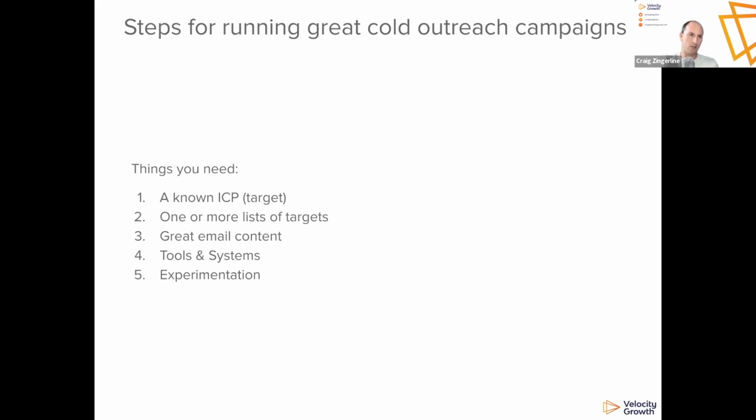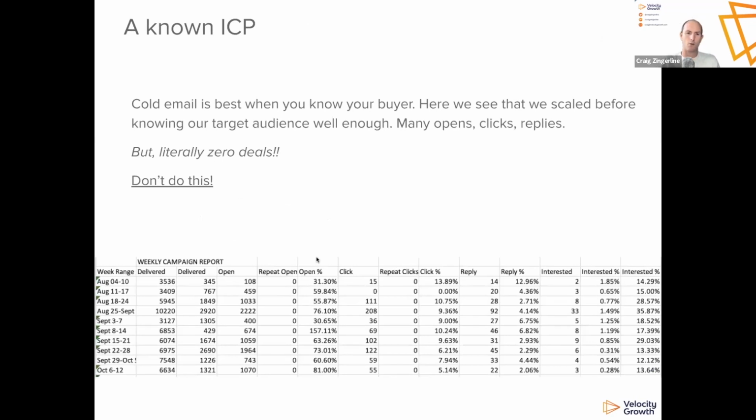The fourth thing you need is tools and systems, and I'll walk you through what we're using. And then the fifth is just a whole bunch of experimentation. So when I talked about our early lessons, the hard lessons in cold outreach, these are some real stats on our early cold outreach campaigns. I'm going to pause on this slide for a little while. So I mentioned that cold email is great when you know your buyer, but what I thought we could do about a year and a half ago was pull the future forward.